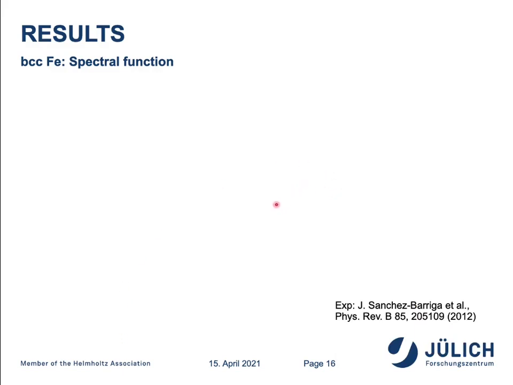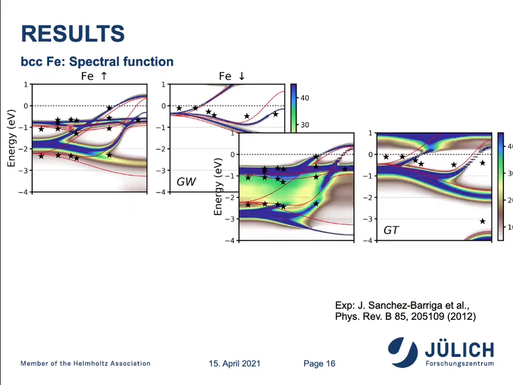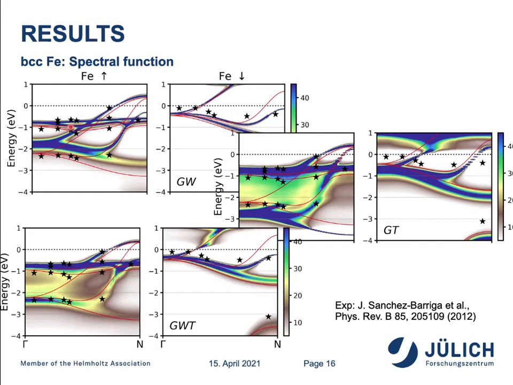To support our observations even further, I'm offering to look at another path along gamma n, for which the ARPES measurements are also available. Similar to the results on the previous slide, GWT spectra again show superior results compared with those obtained with LSDA, GW, and GT alone. For instance, LSDA predicts hole pockets at the N point of the Brillouin zone for both spin channels. The GW self-energy pushes this band below the Fermi level to a position that agrees well with the experiment.